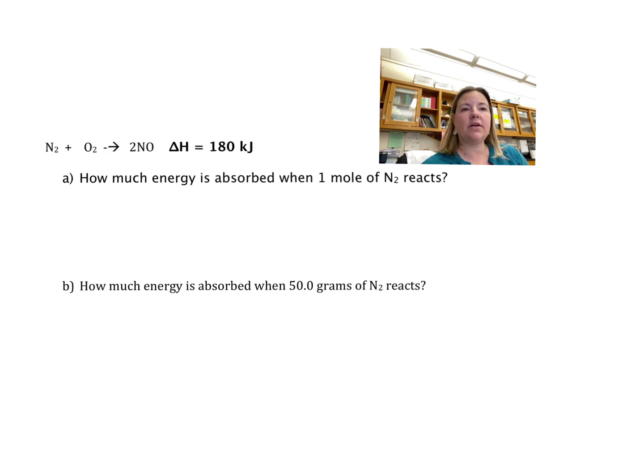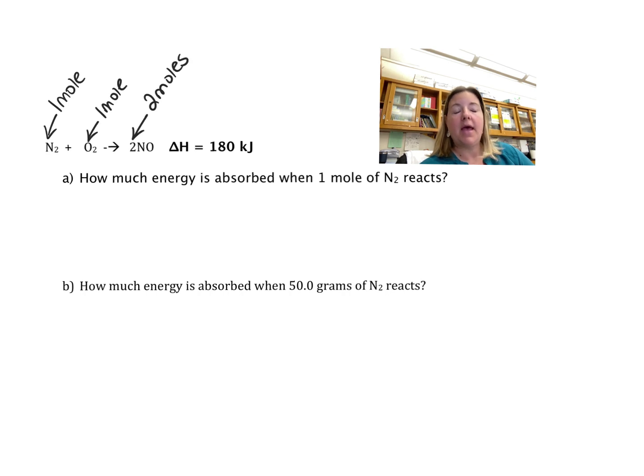Okay, so let's take a look at this next one. Again, remember the balanced chemical equation tells us how many moles. So this balanced equation says 1 mole of nitrogen and 1 mole of oxygen react, and they're going to produce 2 moles of nitrogen monoxide. And when we have that reaction going on, it says the enthalpy of the reaction is 180 kilojoules.